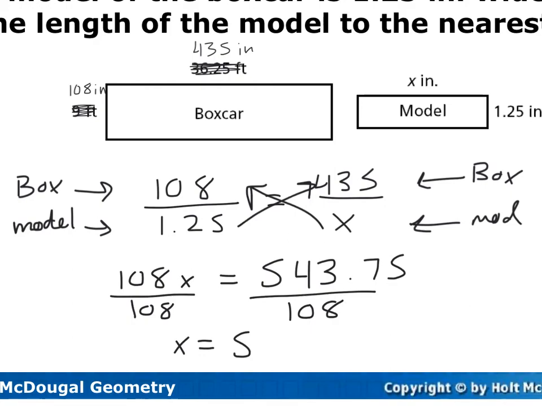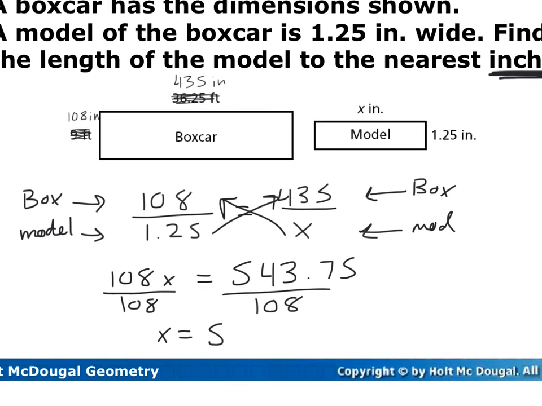We get 5.03, but it's asking us to find the length of the model to the nearest inch, so we can just leave it as 5. So our x here is 5 inches. So in these, all we're doing is setting up the proportion and cross multiplying to solve for x.